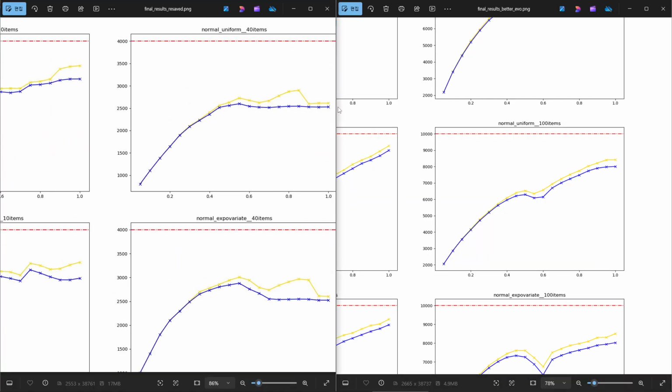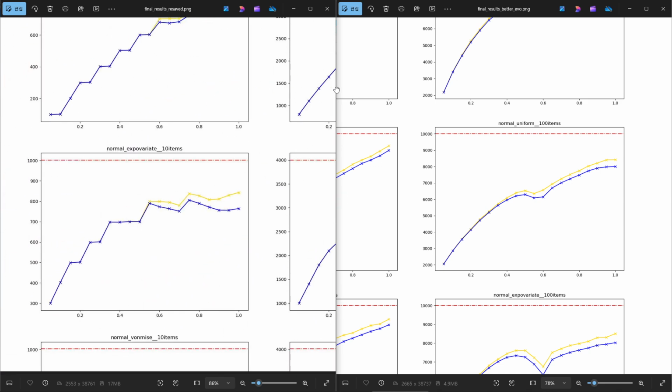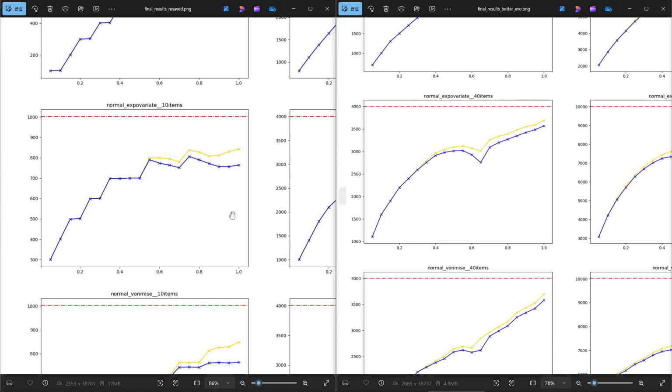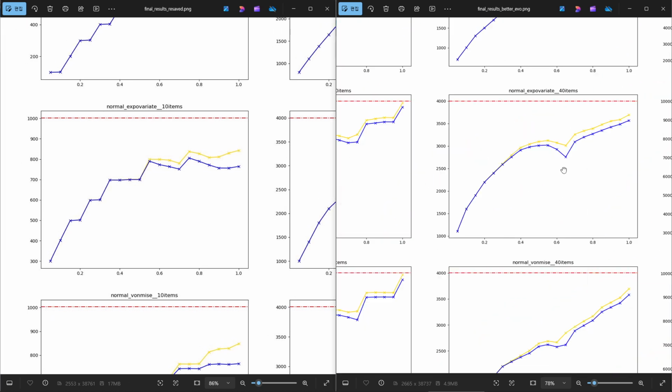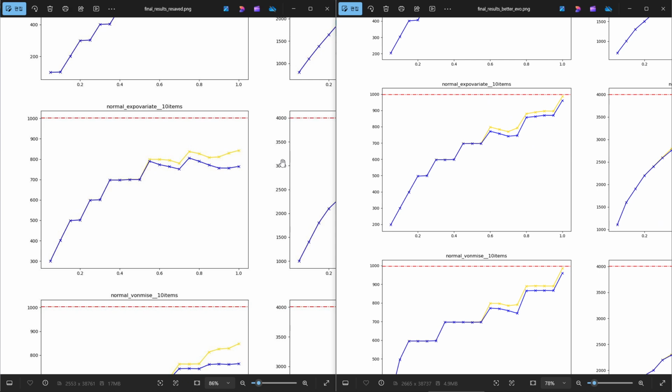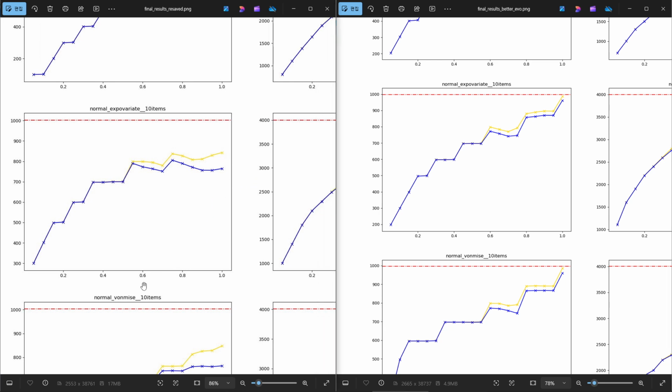So normal uniform, we got that covered. Normal exponential variate, again the same. But what the new evolution scheme does is exactly what I just said. It takes the end bits and then twists it upwards, or kind of pries everything upwards, so that the peak level and the plateau level is higher as the maximum constraint percentage goes up.